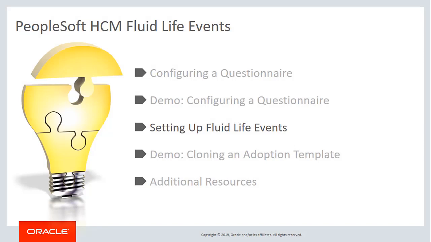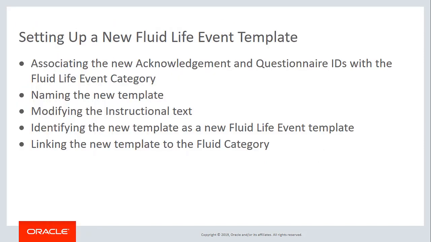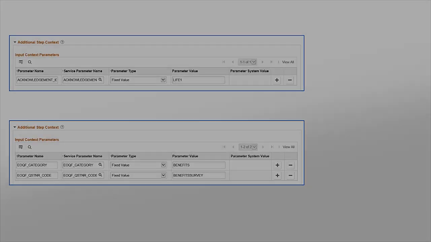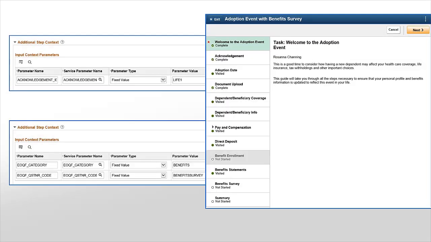Setting up Fluid Life Events. Fluid Life Events templates can be created, cloned, or updated using the Activity Guide Composer. There are several points to note before we start to set up a new Fluid Life Events template. First is associating the new acknowledgement and questionnaire IDs with the Fluid Life Event category.